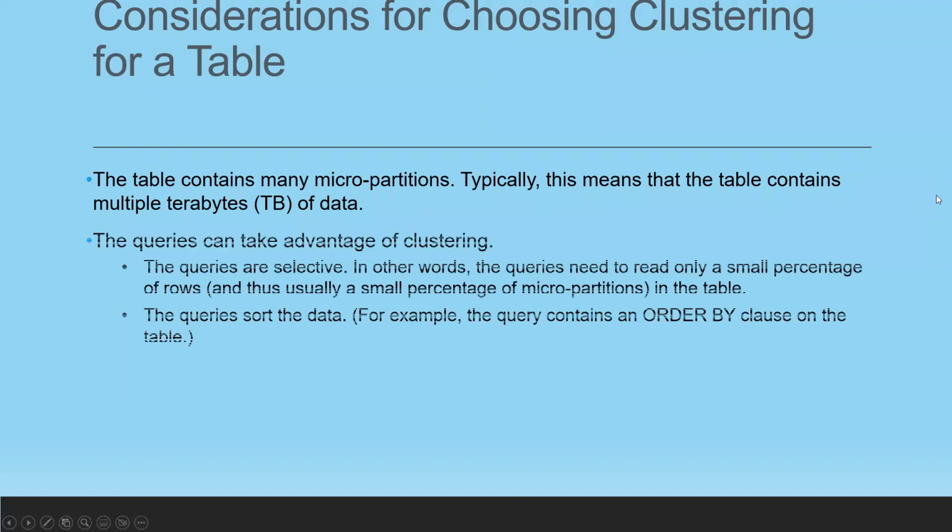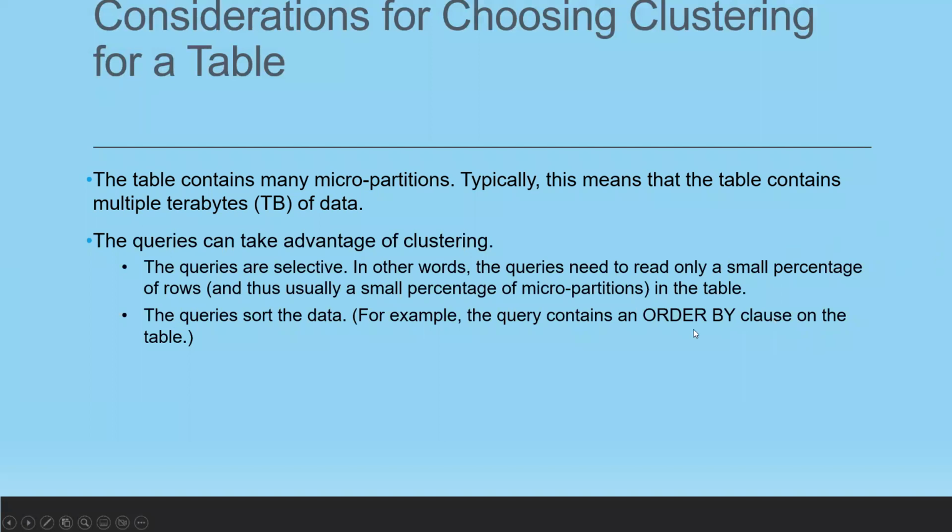And what is the second scenario? The queries can take advantage of clustering. Typically, it means that one or both of the following are true in this second scenario. You can see the second criterion: the queries are selective. In other words, the queries need to read only a small percentage of rows in the table. And the second one is the queries sort the data. For example, the query contains an order by clause on the table.